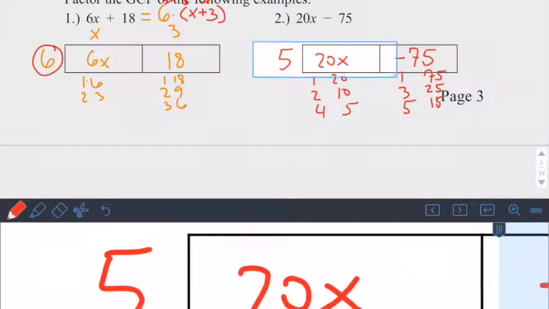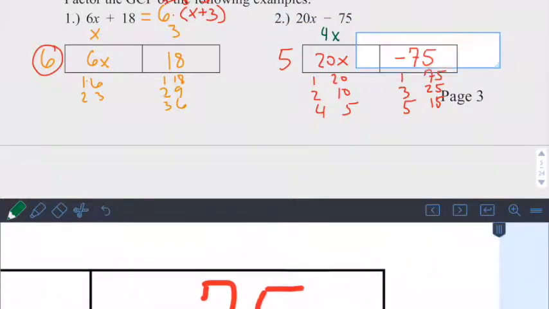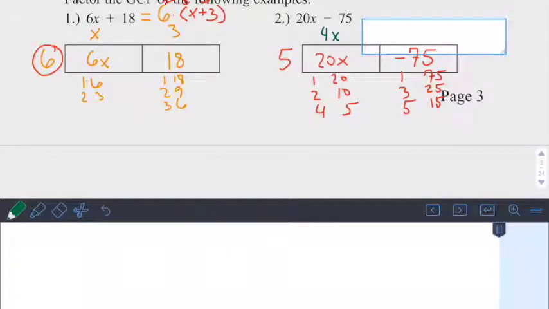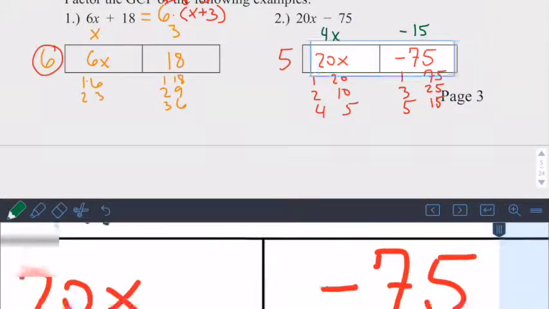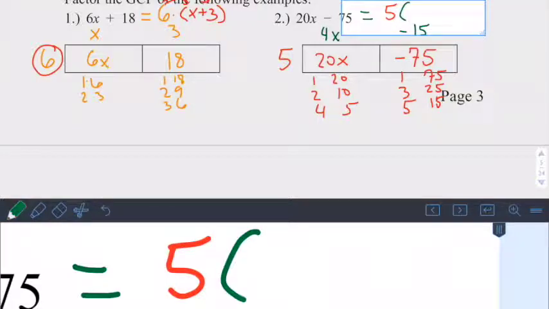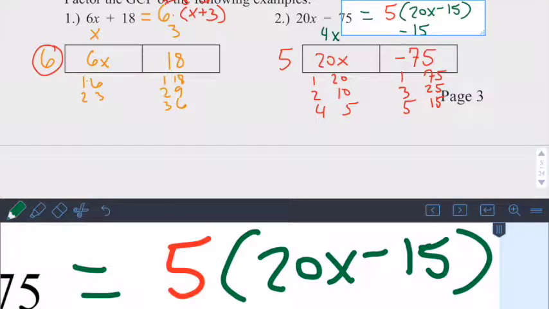Well, what times 5 gives me 20x? Well, that's 4x, right? 4x times 5 is 20x. And then over here, if I divide out 5, I know I have 15 left. So I'm going to say minus 15, because negative 15 times 5 is negative 75. So in my factored form, I have 5 times 4x minus 15. There's my GCF.